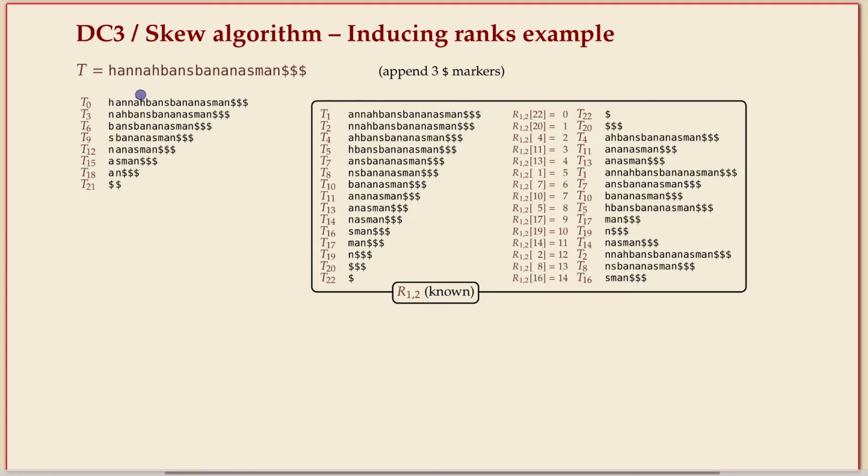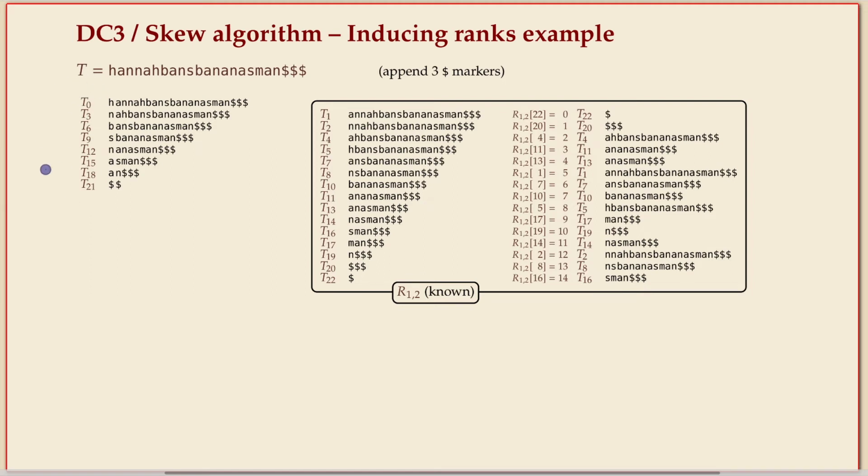And so I just thought for this one, it's useful if the example is not too small so that you can see things in action. But I don't want to go through reading all these strings. So we have our text, Hannah Bands Bananas Man. We add a few more dollars just to be sure that when we're cut with multiples of 3, that we always have enough dollars at the end to sort things out. That's for convenience.